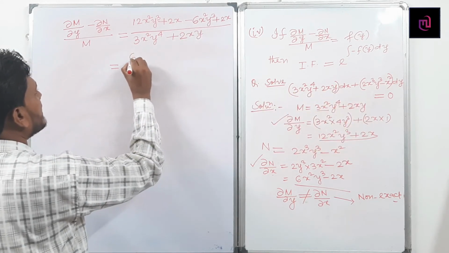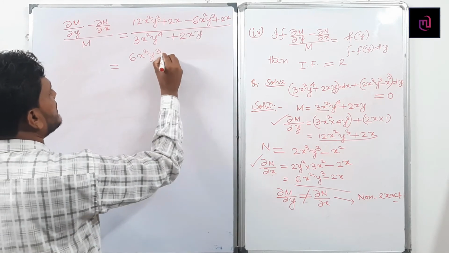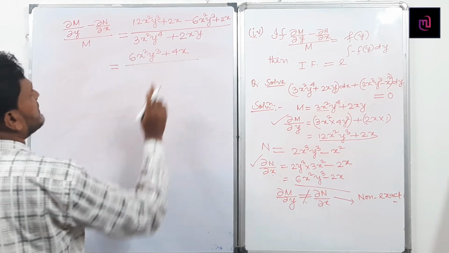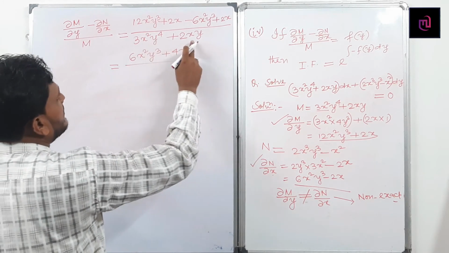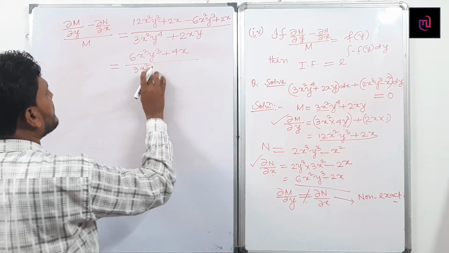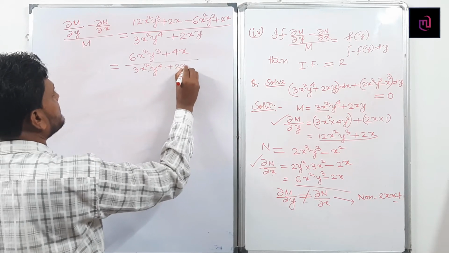That means you must get 6x square y cube. 2x plus 2x, that means 4x, all divided by... So here 3x square y to the power of 4 plus 2xy. So can I write 3x square y to the power of 4 plus 2xy.